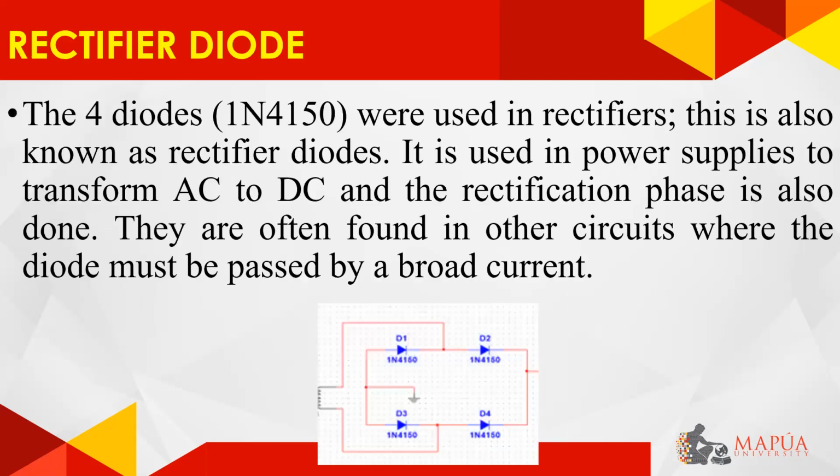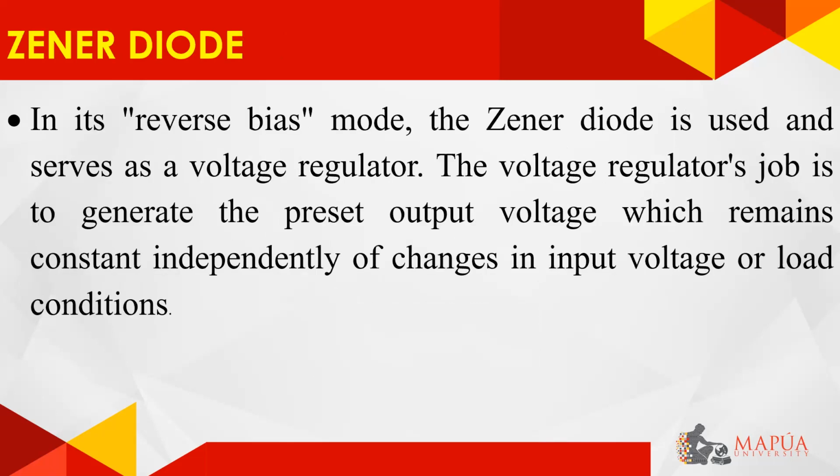Next, the rectifier diode. The 4 diodes used in rectifiers are also known as rectifier diodes. It is used in power supplies to transform AC to DC, and the rectification phase is also done. They're often found in other circuits where the diode must pass a broad current.